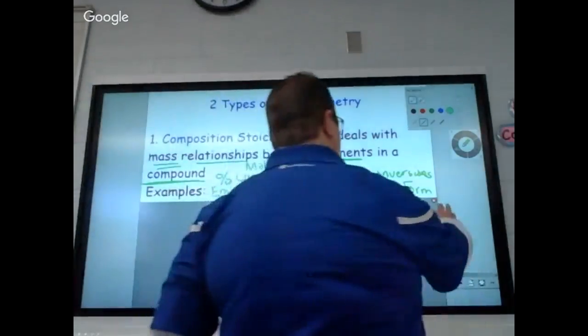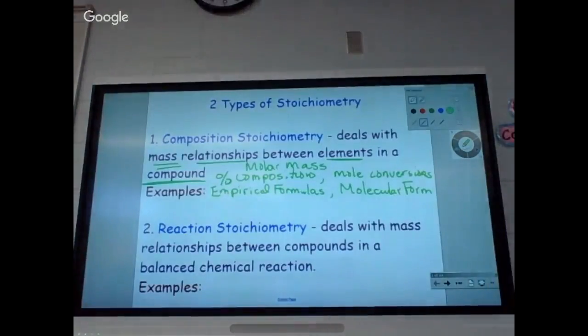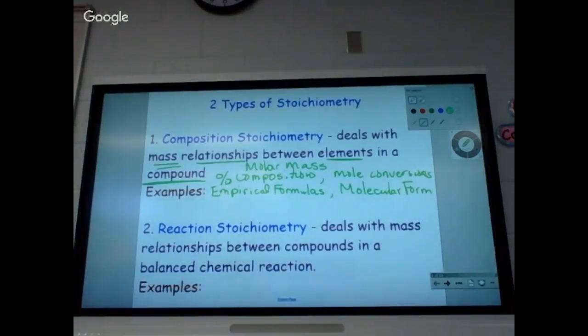The new one we're going to add in next week is called reaction stoichiometry. Remember how I keep telling you those moles are not going to stay ones? This is where moles are going to start changing. Okay? Because now we're sophisticated. What have we learned how to do? It's Darlene's favorite topic. Balance equations. All right? So now we're going to deal with mass relationships between compounds in a balanced equation.